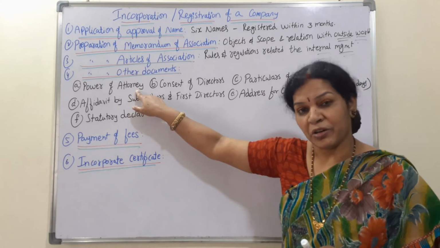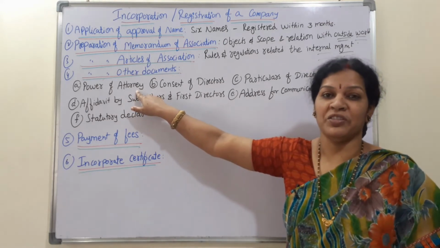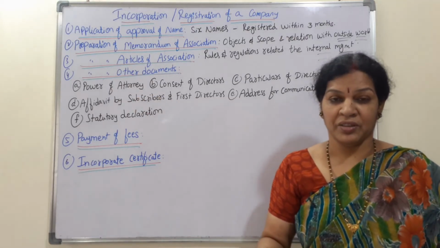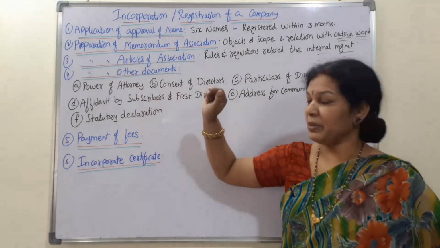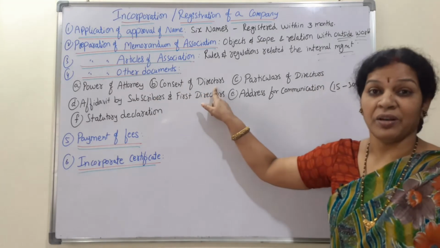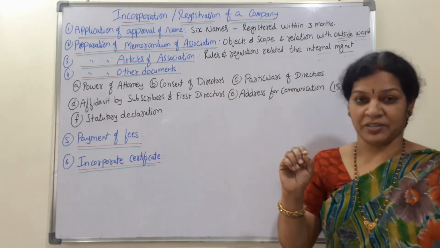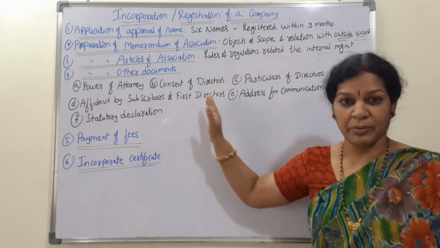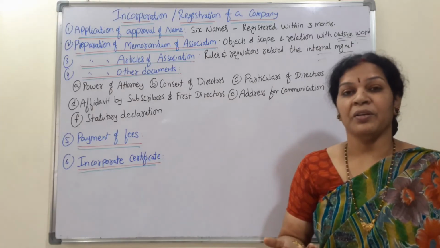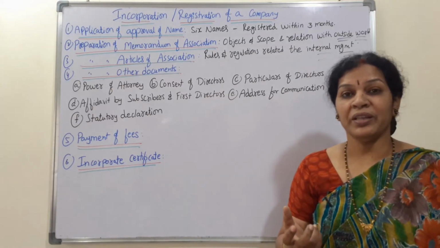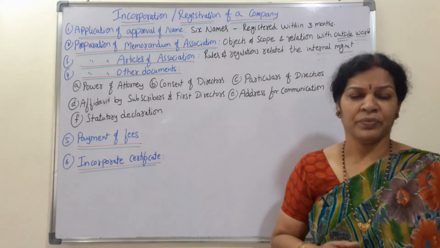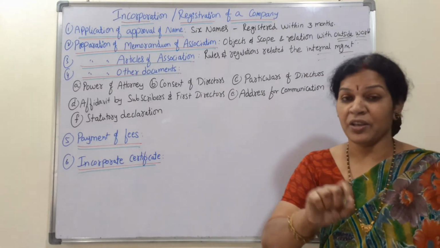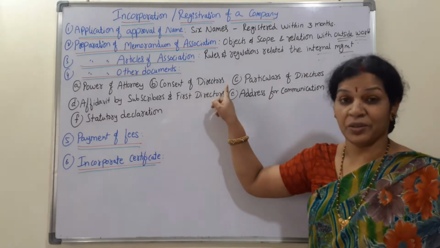The power of attorney document is to be submitted. There we are going to mention the main powers, to whom you are giving them, who is going to act. Second one is consent of directors. Who are the company directors? Are they willing to work as directors? They will be the first directors. So their consent, willfully and freely, without any objection and without any force, that it's their wish and they are willing to work as directors. That declaration is required, that is consent of directors.